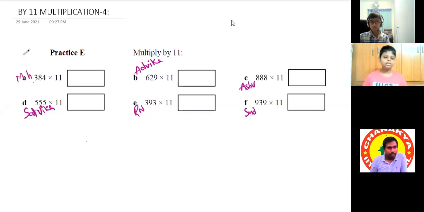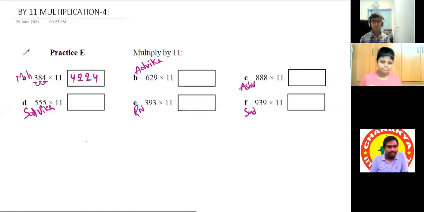Sir, first we need to take 3 as it is, but next 8 plus 3 will be 11, so we'll write it as 1. But 8 plus 4 is equal to 12, so we'll write again 2. Sir, and 4 as it is. It's very good. So you reduced one step. You jumped one step, right?